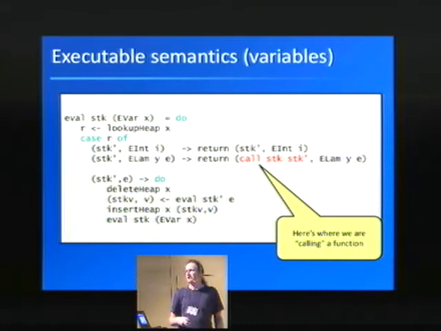And if it's anything else, then this is where we're doing laziness, where we're doing lazy evaluation. E is a non-value, so we need to go and evaluate E in the context of the stack that was stored along with the suspended computation in the heap. We've got the value back, insert the value into the heap, so that we get the value next time, and then continue by evaluating the variable.